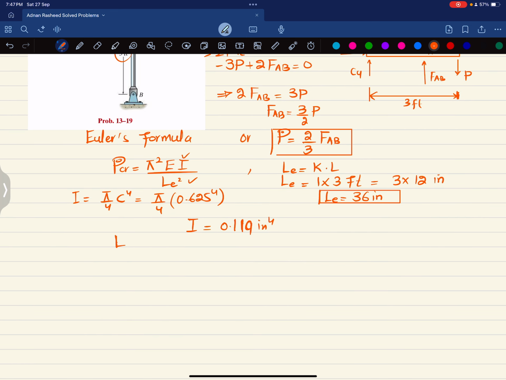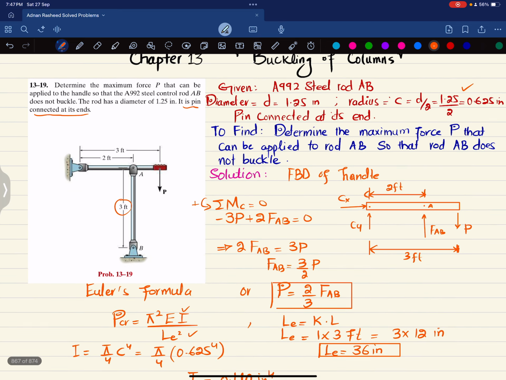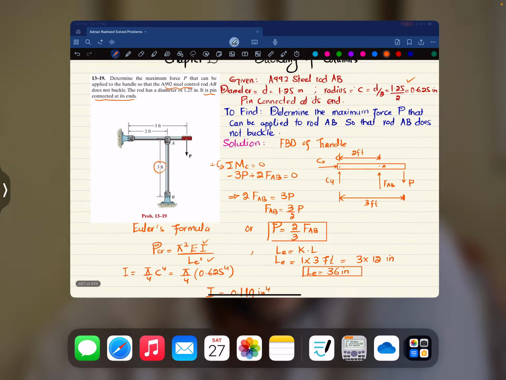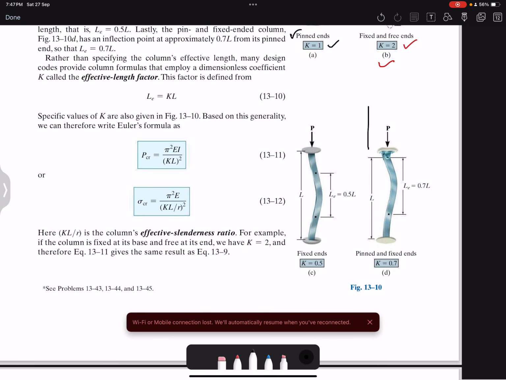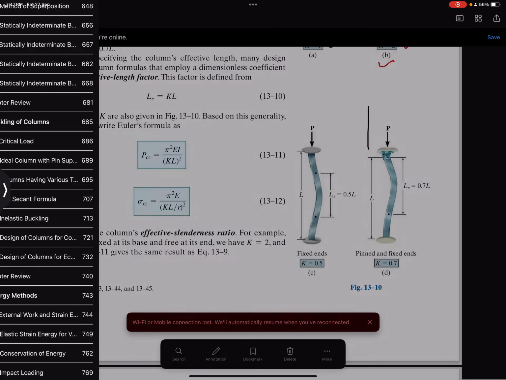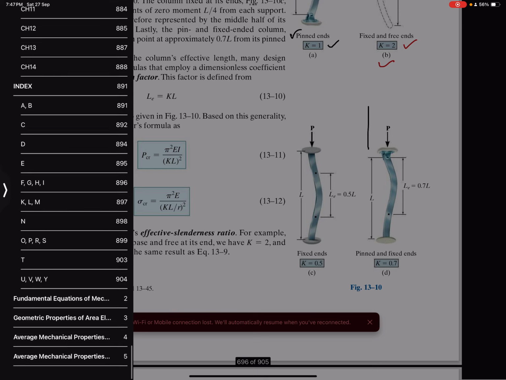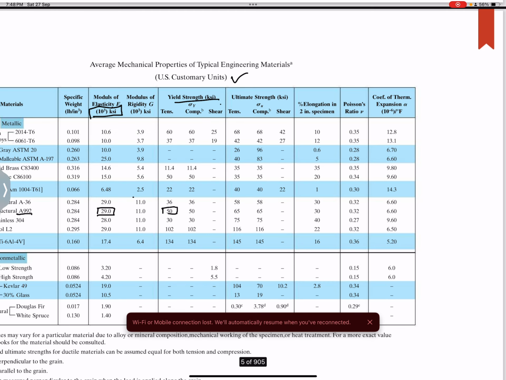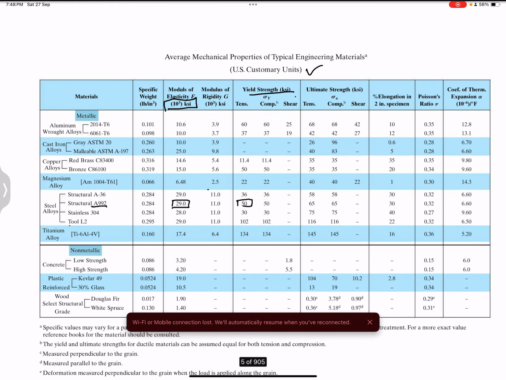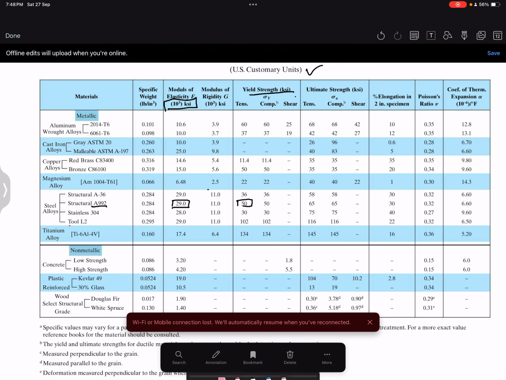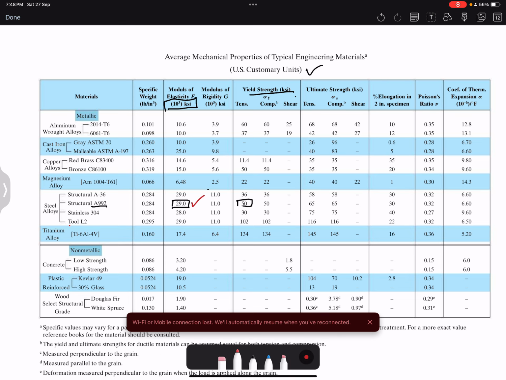Now in this formula you can see we have I, we have Le, we do not have E. So E will be taken from the property table, as well as we will get the yield stress. It is given that this is A992 steel. Clear? So you will go to the book, and in the book you will go to the end, average mechanical properties, in US customary units, and you can see it is already highlighted. A992 steel has E as 29 into 10 to the power 3 ksi, and yield stress is 50 ksi.